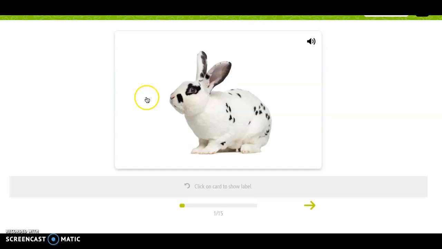So, the first animal we have is the rabbit. The rabbit is a vertebrate. It is a mammal, has fur all over its body. It hops, and it has one, two, three, four. It has 4 legs, okay? The rabbit.